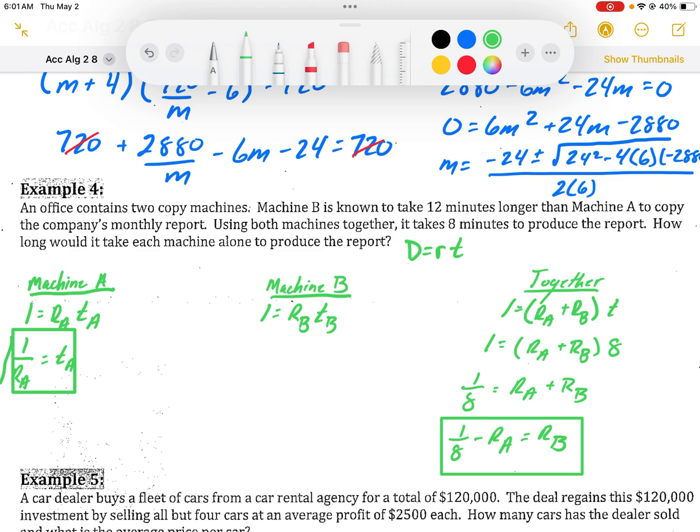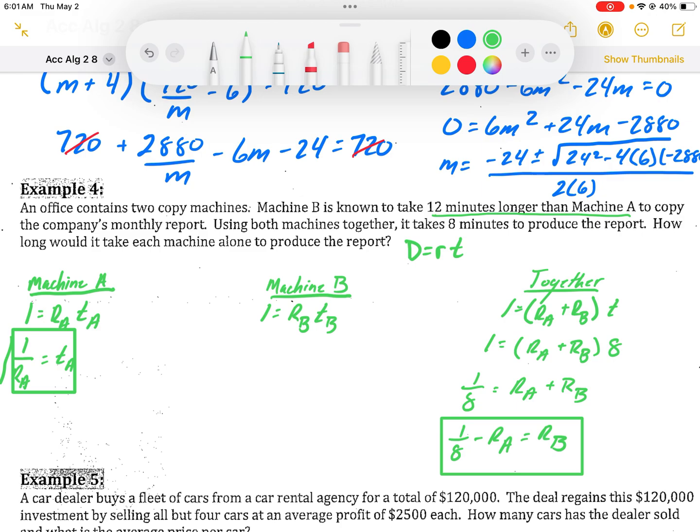So machine B is known to take 12 minutes longer than machine A. So that is time. So I wanted to solve in machine A for time so that it would reduce the number of variables I have when I plug it into machine B. And then since I have information about machine B in the together problem, I wanted to solve for the rate of machine B, again, to have fewer variables. Now notice I have RA in both of my boxes.